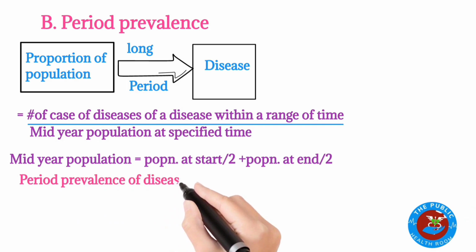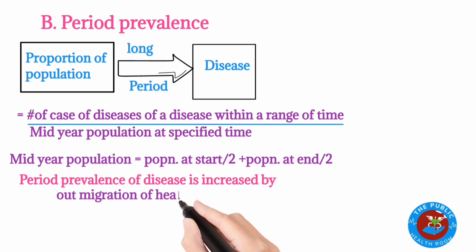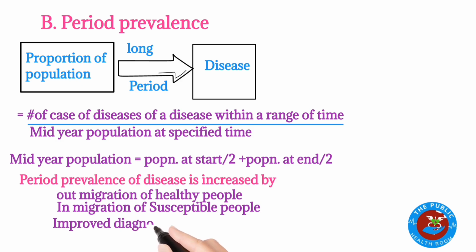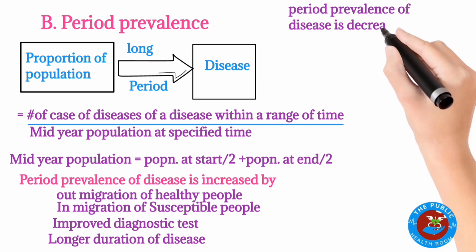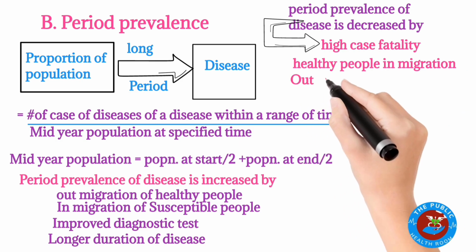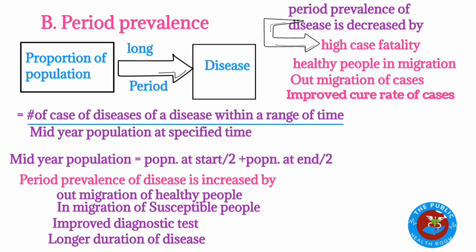Prevalence of disease and health-related conditions is increased by out-migration of healthy people, in-migration of susceptible people, improved diagnostic facilities, longer duration of disease, and it is decreased by high case fatality, in-migration of healthy people, out-migration of cases and susceptible people, and improved cure rate of cases.